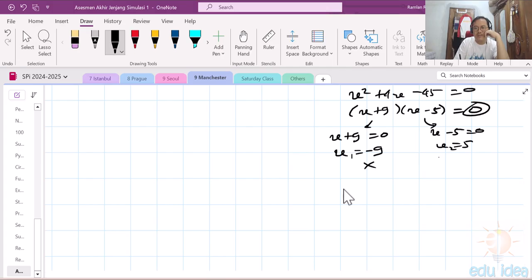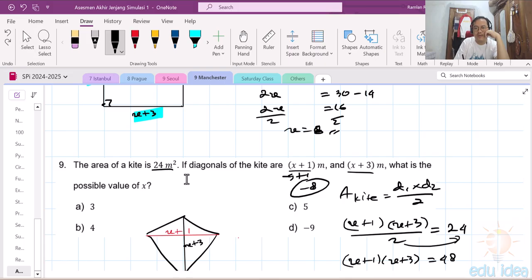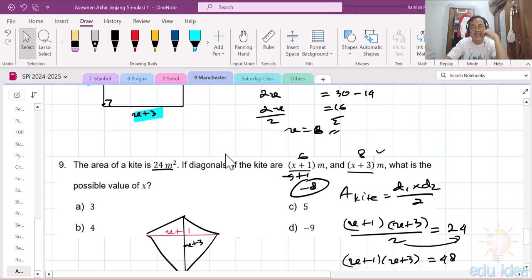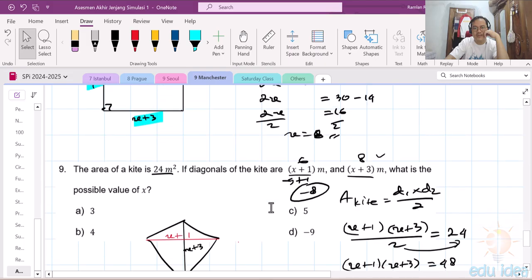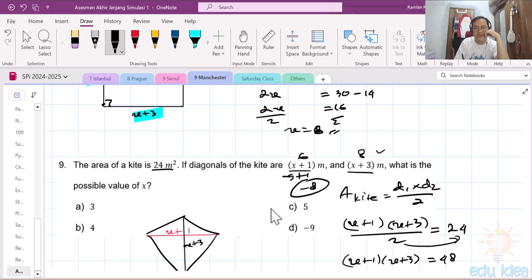Now, if you use x equals 5, right? If you plug in over here, you will get 5 plus 1, which is equals to 6. This is 5 plus 3, which is equals to 8, right? So you will get a positive number, and this makes sense in terms of the context, right? So in here, we'll write down the possible value of x is just equals to 5. Let's just write it down here.